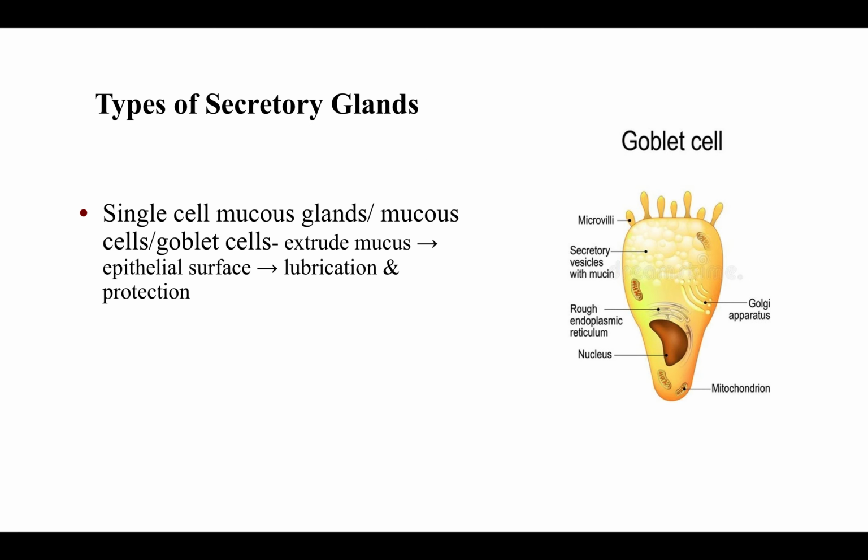A few words about the types of the secretory glands within the gastrointestinal system. The first kind of gland is single cell mucus glands, or simply called mucus cells or goblet cells. They're called goblets for the appearance of the cell, and these cells secrete mucus to the epithelial surface, and the mucus is important for the purposes of lubrication and protection of the gastric mucosa.